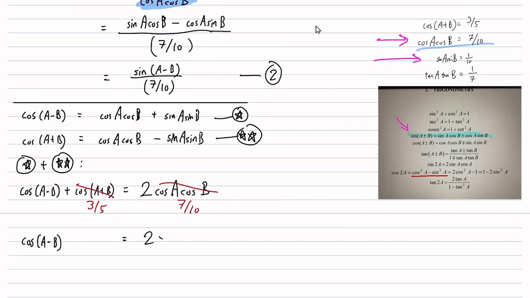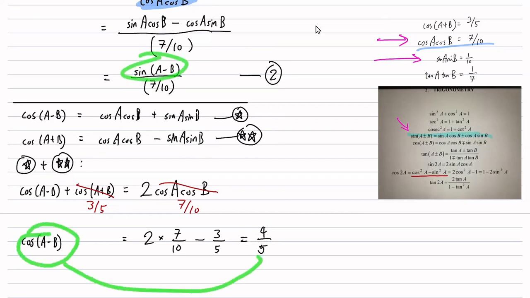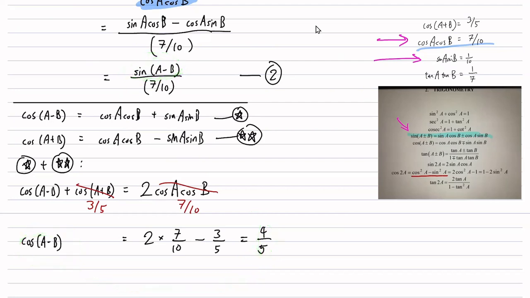It's just equal to 2 times 7/10, but you have to minus away 3/5. Is that okay? And 2 times 7/10 minus 3/5. Let's calculate that, and I get 4/5. Okay? How is that useful? I want to find sine A minus B. Why did I bother finding cosine A minus B? Right angle triangle. Do you get what I'm saying? Do you get the hint?